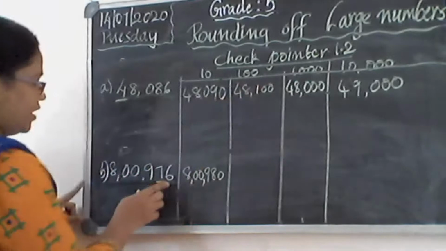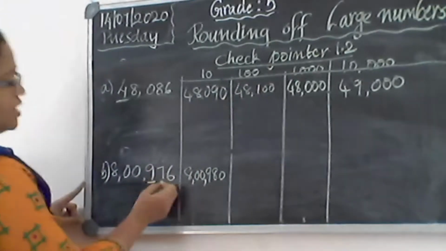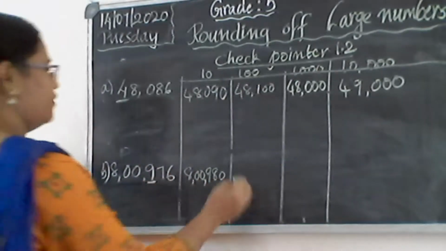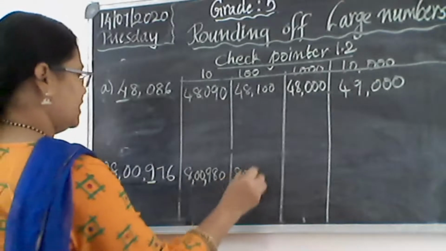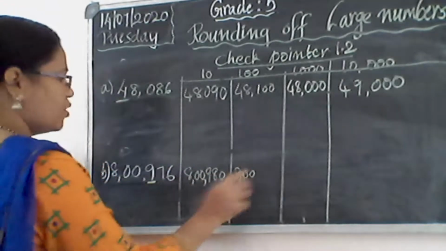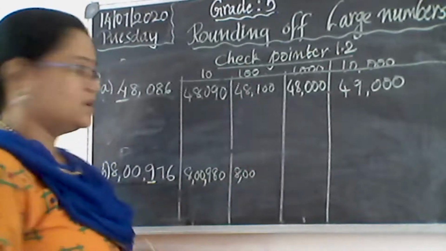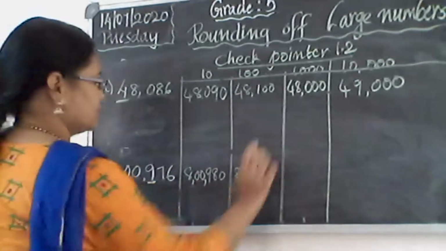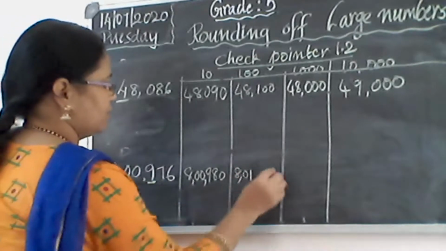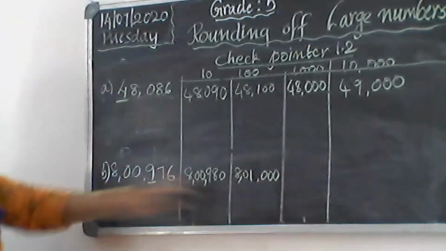Now to 100. You underline the digit. Ahead is 7. So what will we do? We will increase the digit. So here 9 plus 1. What does it become? 10. So it will go to this digit. And the remaining will be followed with zeros.